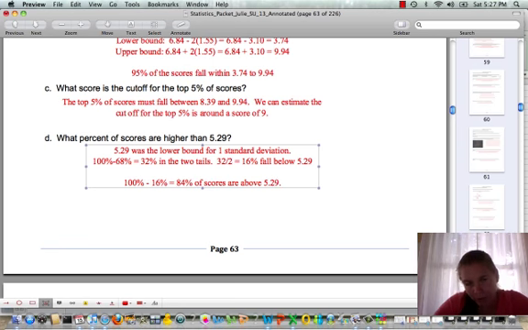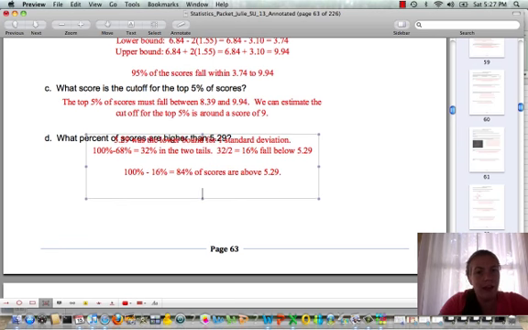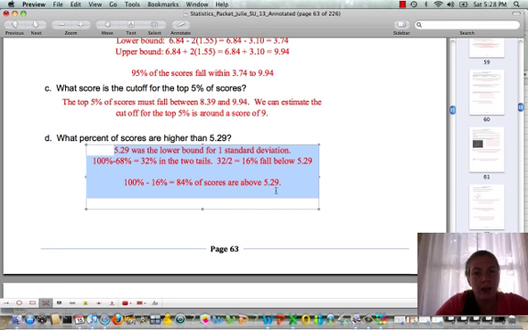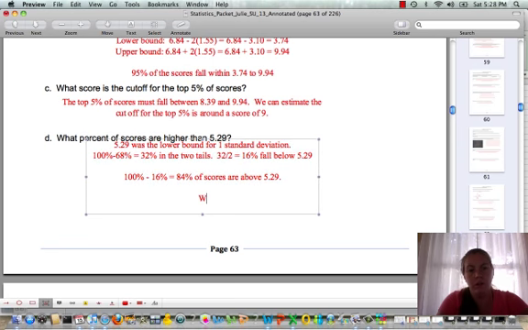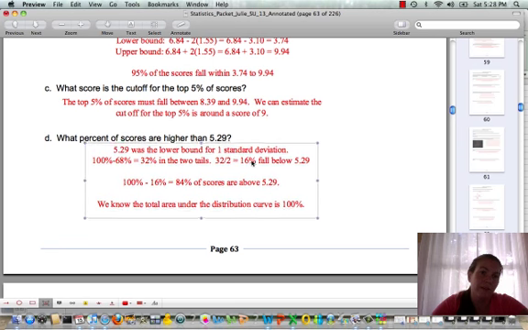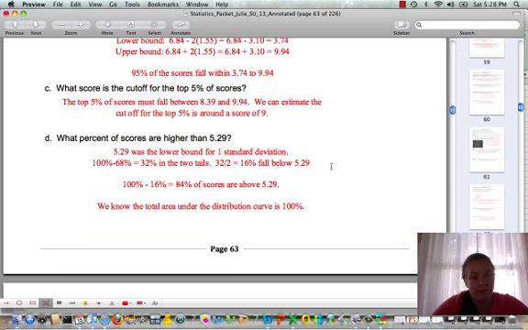So in this situation, we had to use calculations, but then also some reasoning using the fact that we know the total area under the curve is 100% of the data. So we were able to use that information to help us solve this.